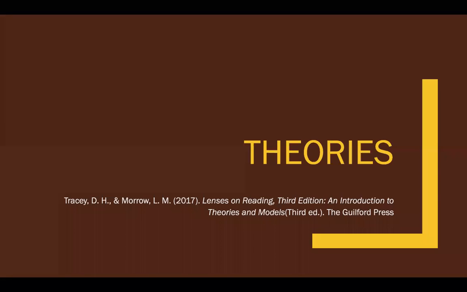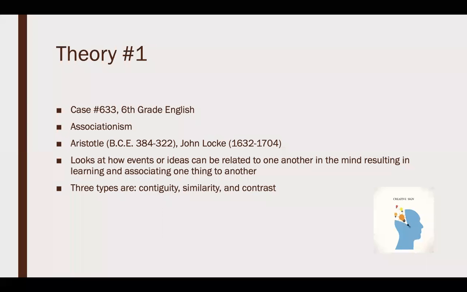So next we are going to talk about the theories that I was able to view in my video observations. All of the theory information in this section comes from Tracy and Morrow, and all of the videos come from Atlas. The first theory I will be discussing is associationism. This theory was first discussed in the writings of Aristotle and then later described by John Locke. Associationism looks at how events or ideas can be related to one another in the mind, resulting in learning and associating one thing to another.